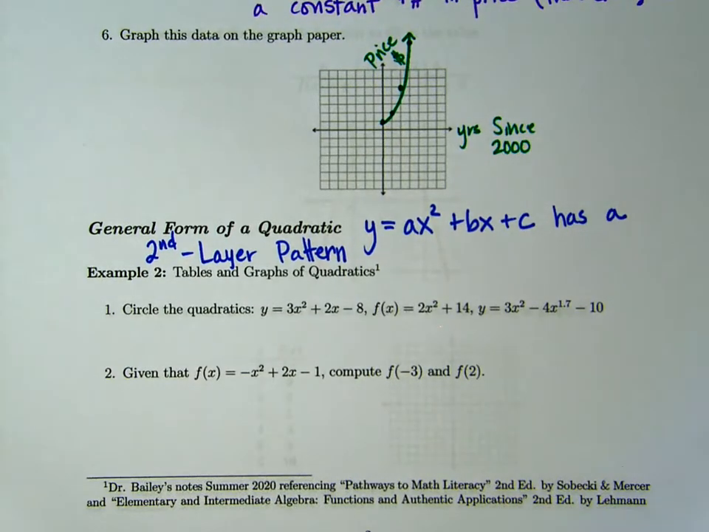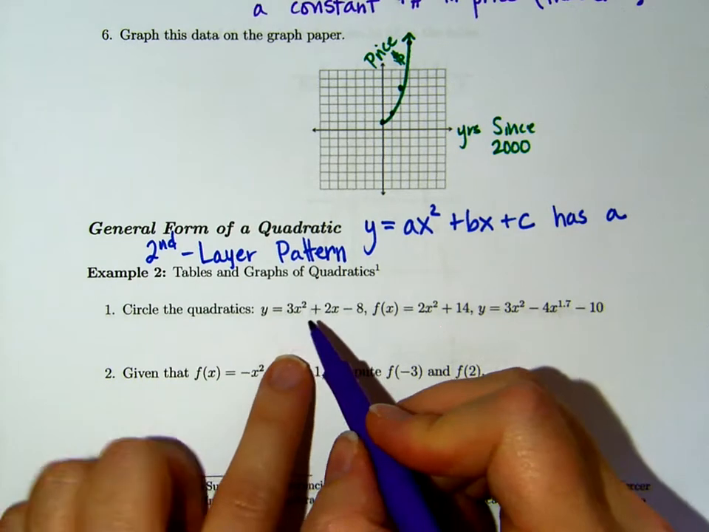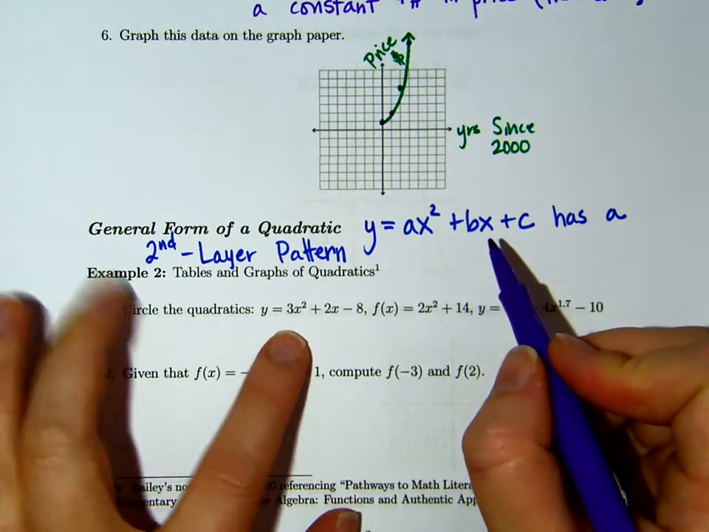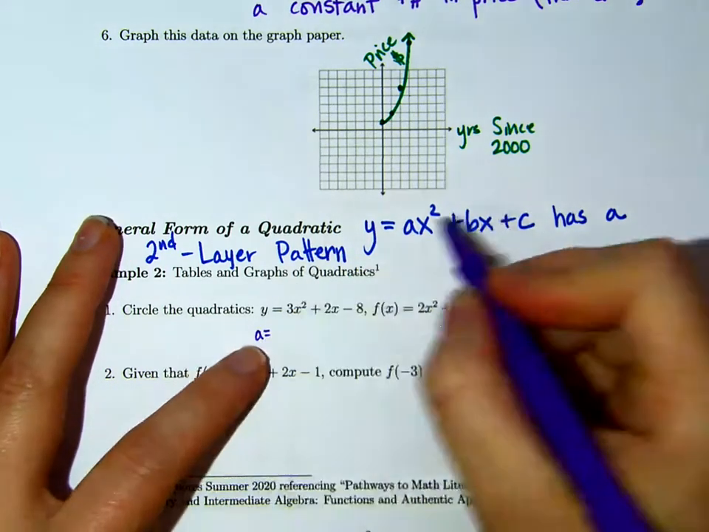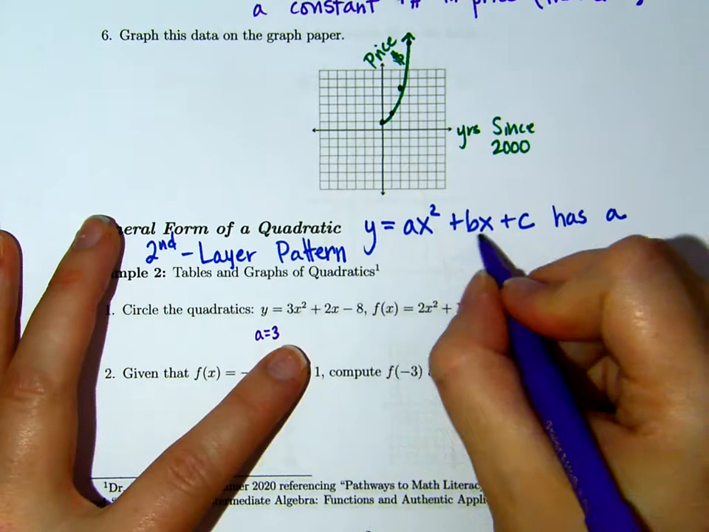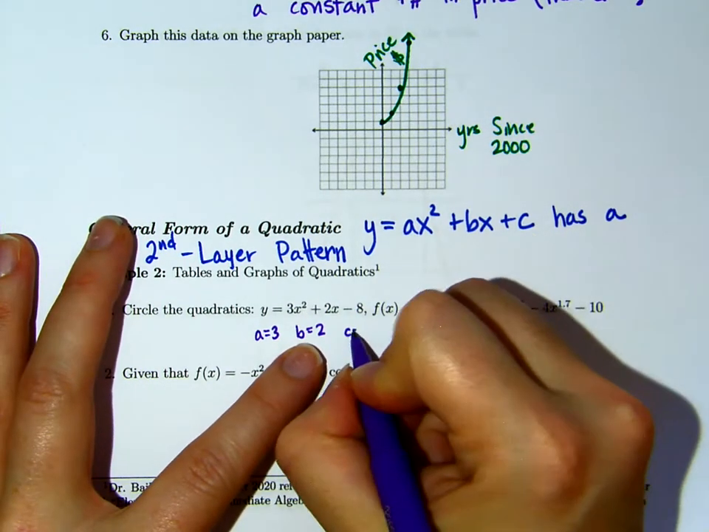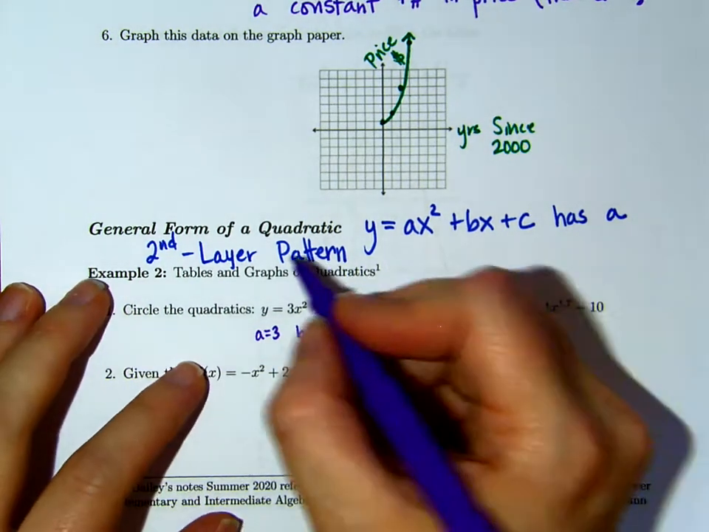Tables and graphs of quadratics. So let's remember these quadratics. Circle which one is a quadratic. Well, this one looks really the same format. Here we know that A is 3, B is 2, and C is -8. That's a quadratic.